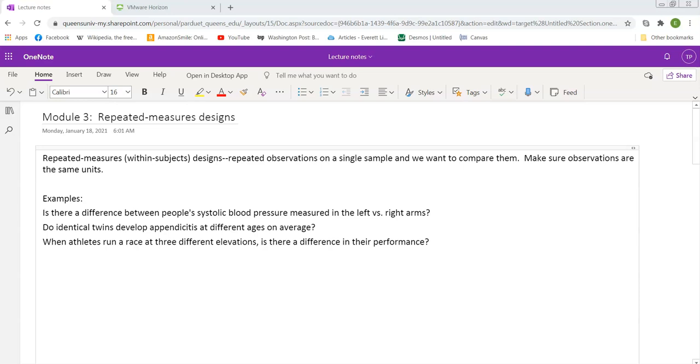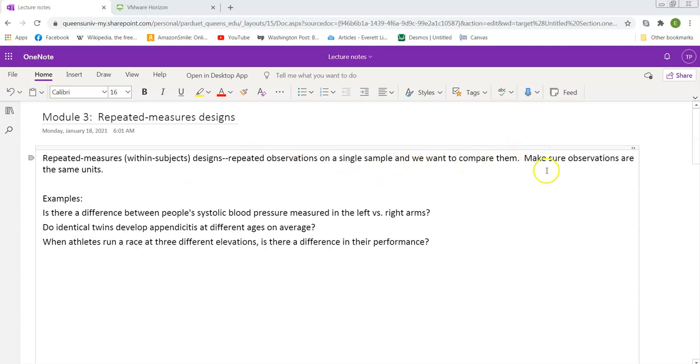Repeated measures designs are also called within subjects designs, and this is when you've got multiple observations on the same sample. And we want to compare those observations, okay? So I'll give you some examples here. Is there a difference between people's systolic blood pressure? Systolic, I believe, is the top number on the blood pressure reading. Measures in the left arm versus the right arm. So this would be, you've got one sample of people, and we want to check left arm versus right arm. So we've got two measurements on each person.